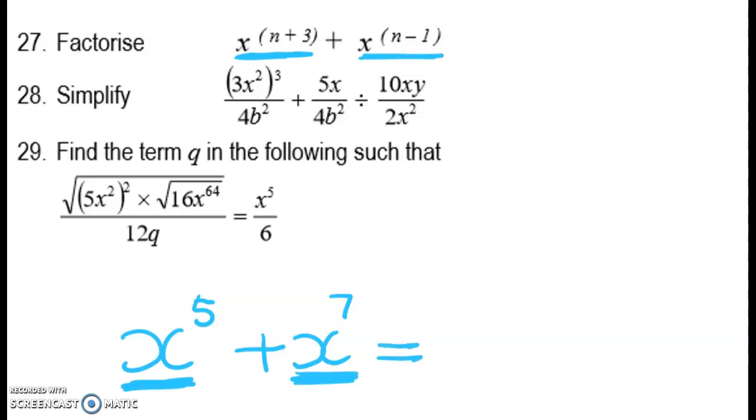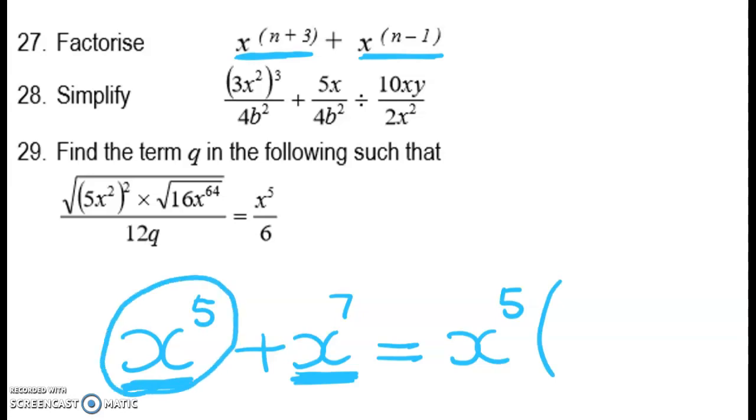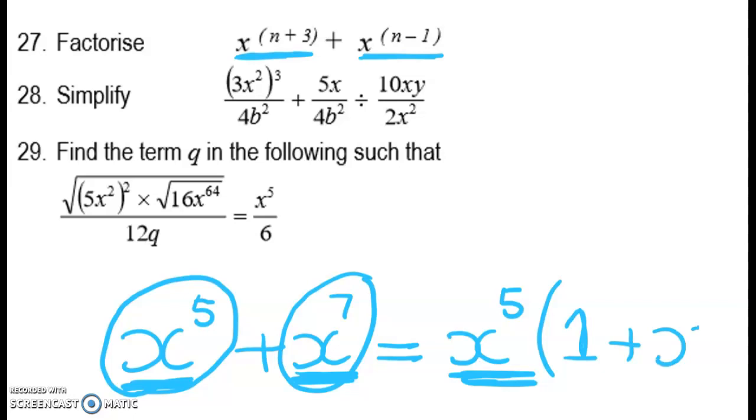So the highest common factor of those two terms is x to the power of 5. X to the power of 5 times what will give me x to the power of 5? Well, it's just 1. Now, x to the power of 5 times what will give me x to the power of 7? Well, I know that when I've got the same base, I just add the powers, right? So we get this, 1 plus x squared.